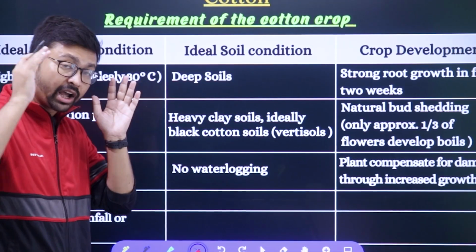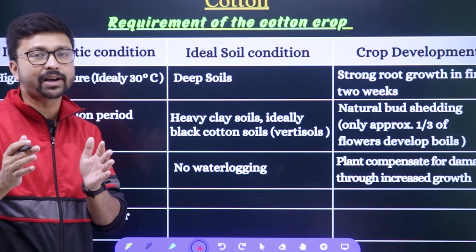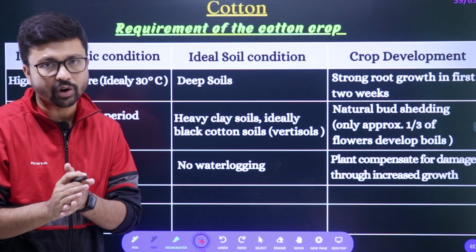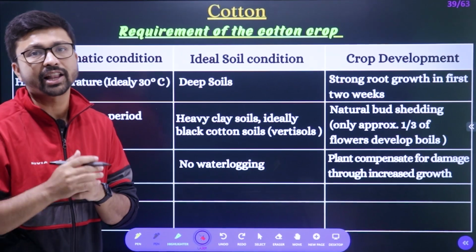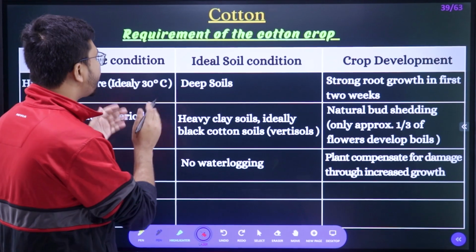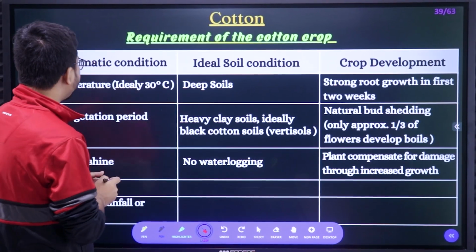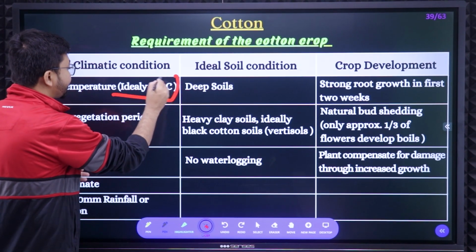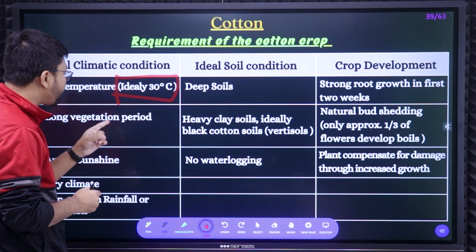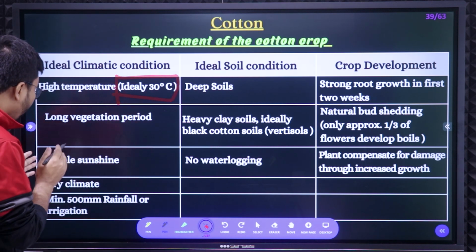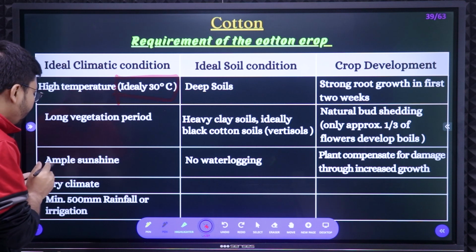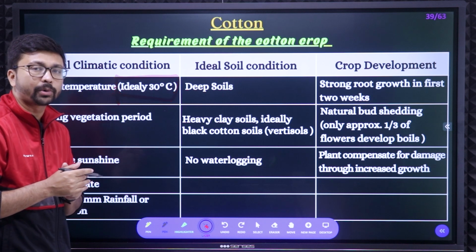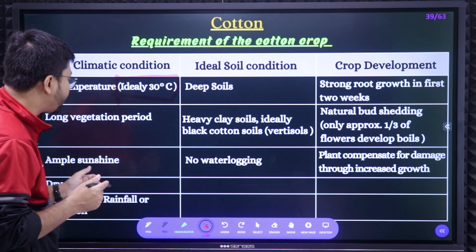As I said, the things you need to remember as per the syllabus are the required conditions. It means required temperature, required rainfall, required soil, and the distribution and the mechanism or process of cultivation. So let's start with cotton. The ideal condition for cotton is high temperature. How high? More than 30 degrees Celsius is required. Next, a long vegetation period, ample sunshine, dry climate, and minimum 500 millimeter rainfall, or if the rainfall is not there, then you need to supplement with irrigation.